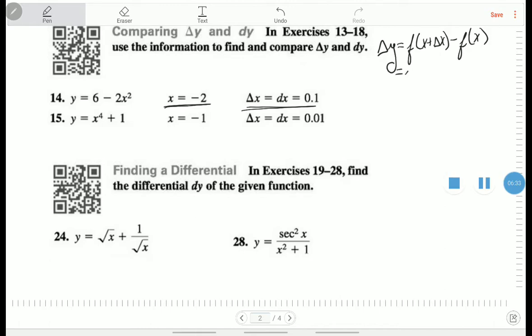So if we substitute in what we know here, we need to find f of negative 2 plus 0.1. So we're starting at negative 2, and we're going to move to the right 0.1 units. Plug that into the function, and then we're going to subtract f of negative 2. So I'm going to simplify this just a little bit. Negative 2 plus 0.1 is negative 1.9. So we're going to substitute that negative 1.9 in for this x, and then we're going to substitute that negative 2 in for this x.